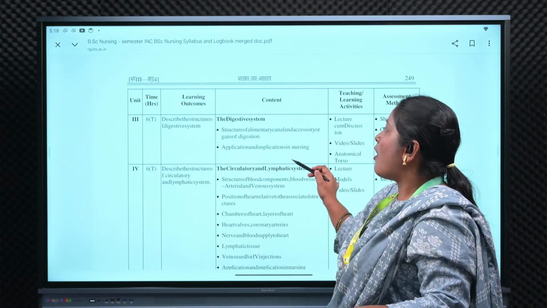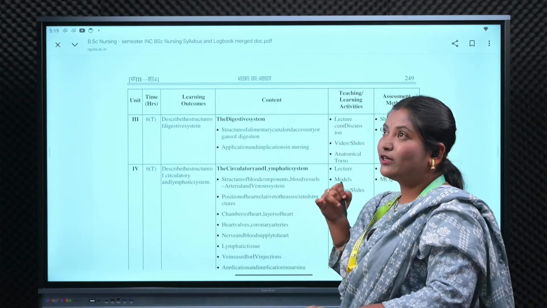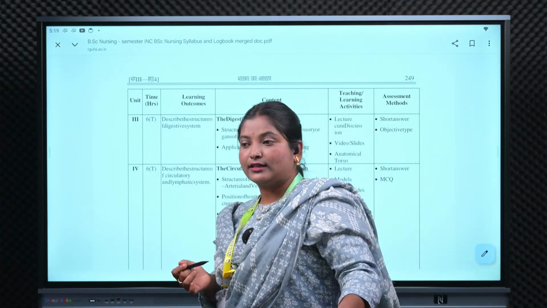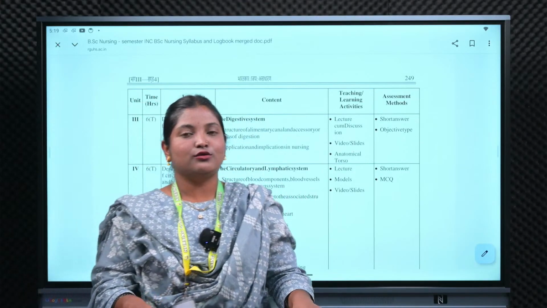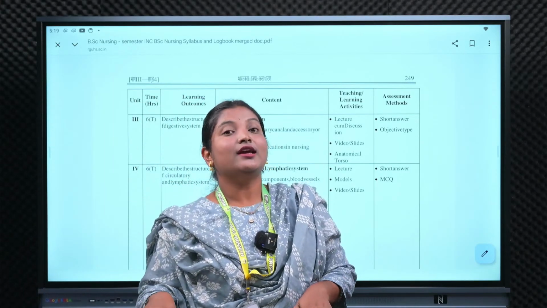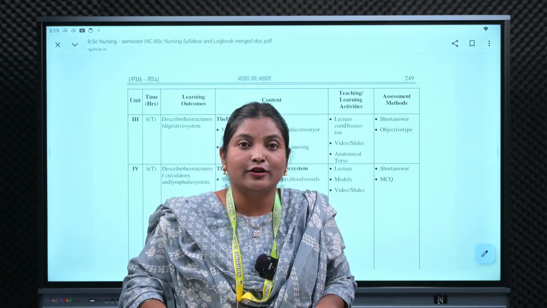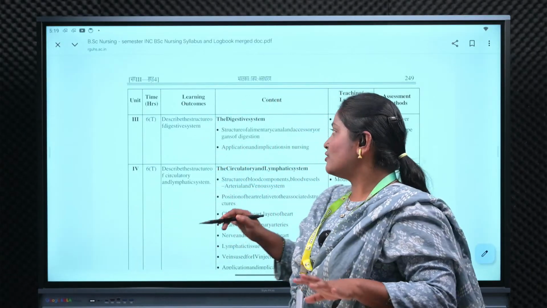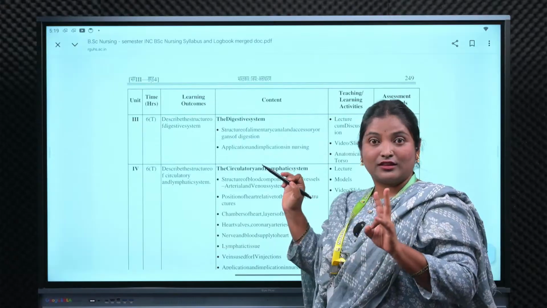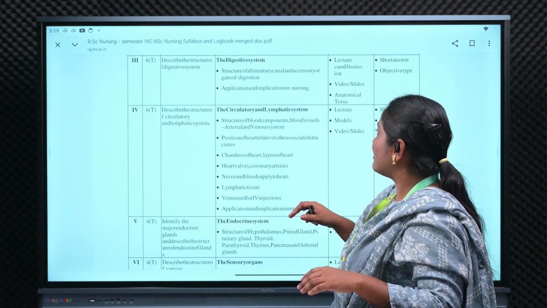How the stomach looks, what the shape of the stomach is. Suppose I say the stomach is J-shaped. That is why, when it comes to anatomy, shape, size, and location matter a lot. While writing the answer also, you have to write in such a way. So this is all about the digestive system. The third unit is finished. Next we can move to the circulatory and lymphatic system.